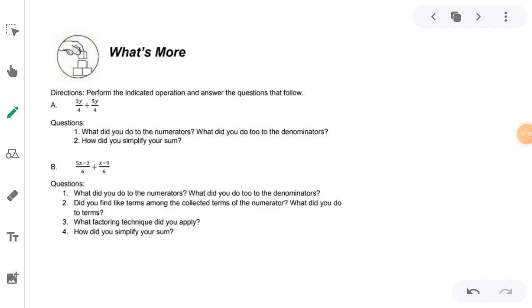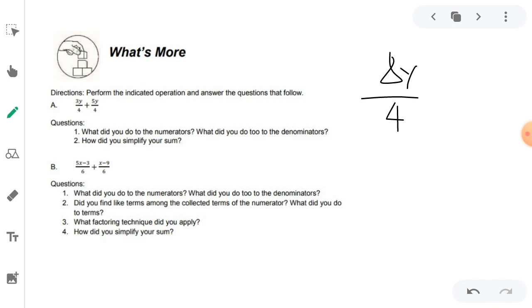So dito, what's more? Perform the indicated operation and answer the questions that follow. Letter A, 3y over 4 plus 5y over 4. Paano yan? Ang gagawin natin is i-add lang natin yung numerator. So 3y plus 5y is 8y over 4.